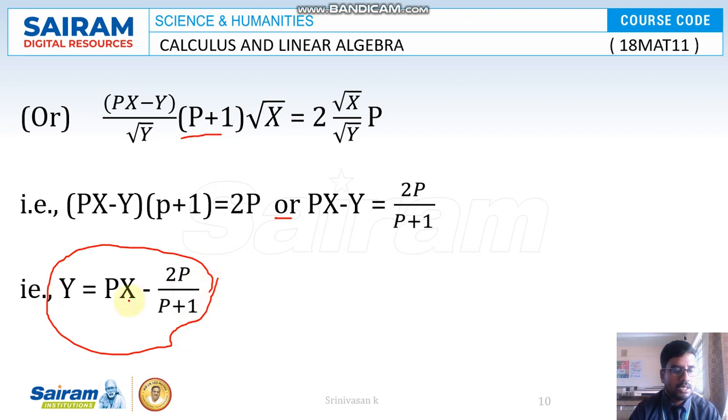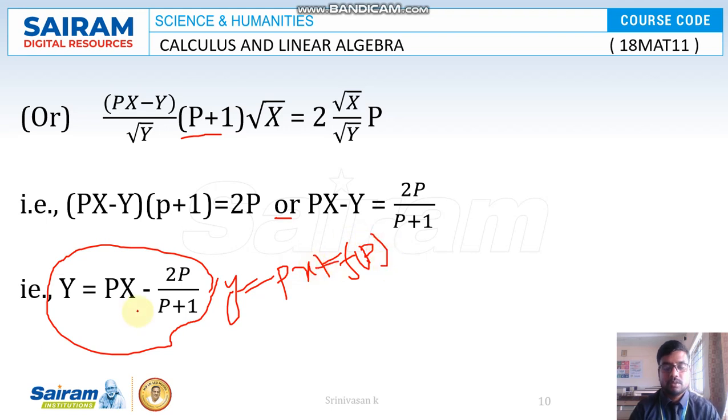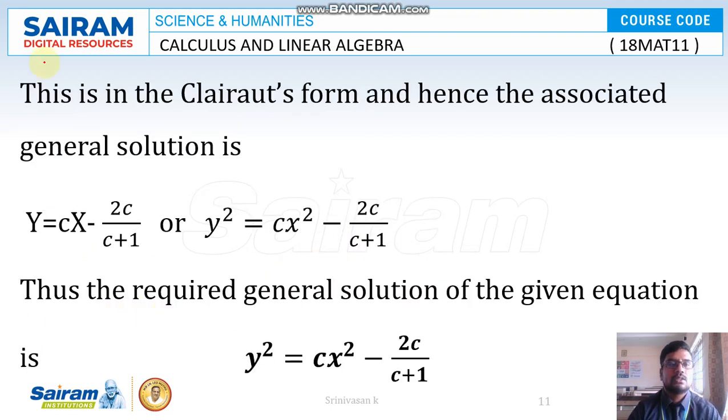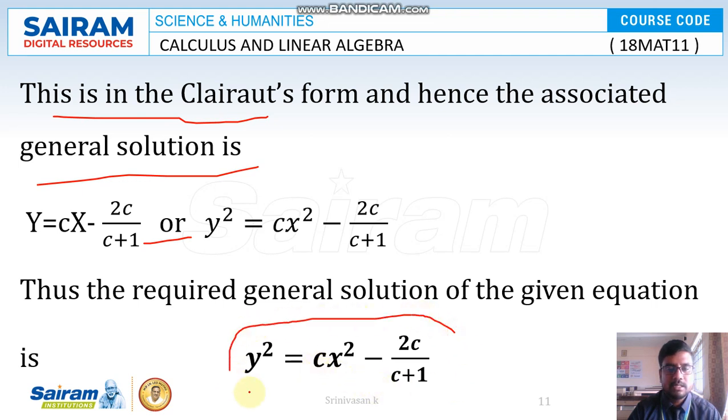See the equation form. The equation of the form is y equal to px plus f of p form. Is it correct? Yes. So we can convert to Clairaut's equation, but in capitals. So this is in the Clairaut's form, hence the general solution is Y equal to cX minus 2c divided by c plus 1, or y square equal to cx square minus 2c divided by c plus 1. So the general solution is y square equal to cx square minus 2c divided by c plus 1.